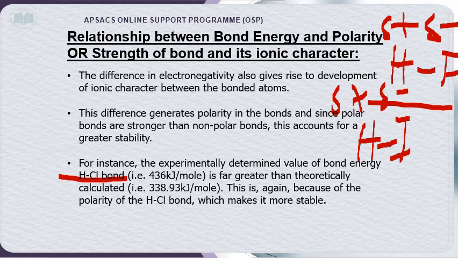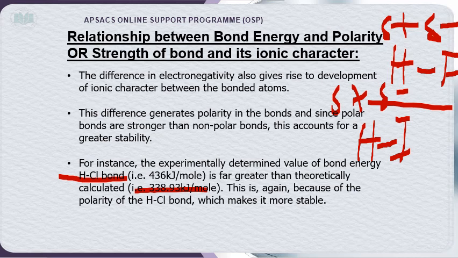But if we go for the experimental value, there will be an energy difference. This 436 kilojoules per mole energy is the experimental value. It is quite a bit higher than what was calculated theoretically. That is only 338.93 kilojoules per mole. Remember it.